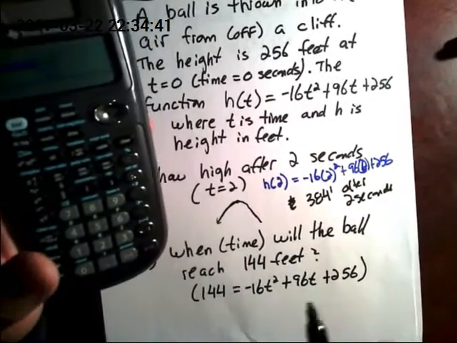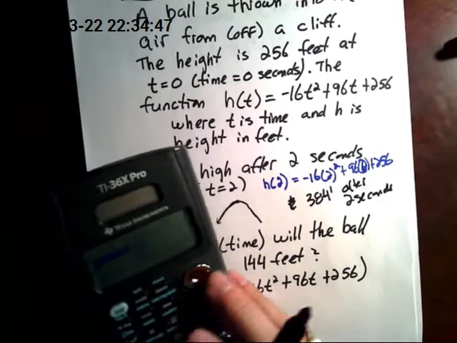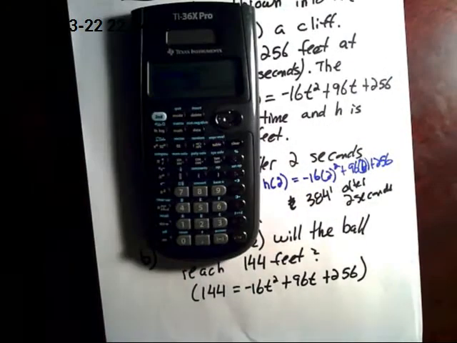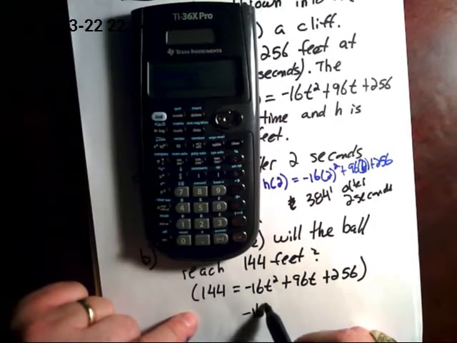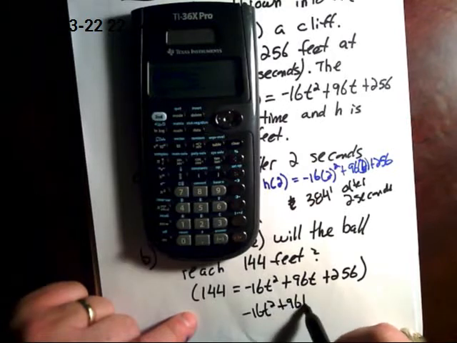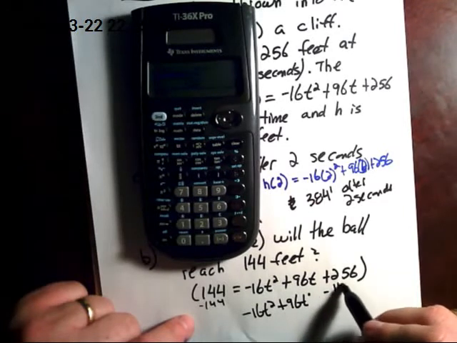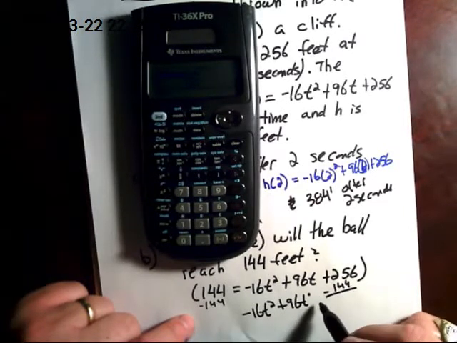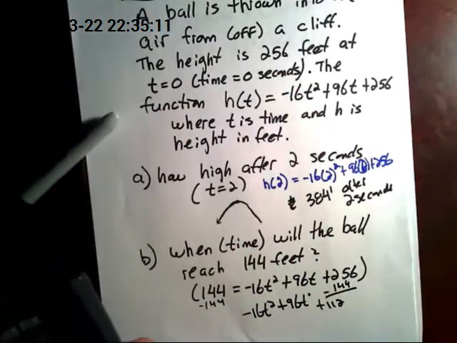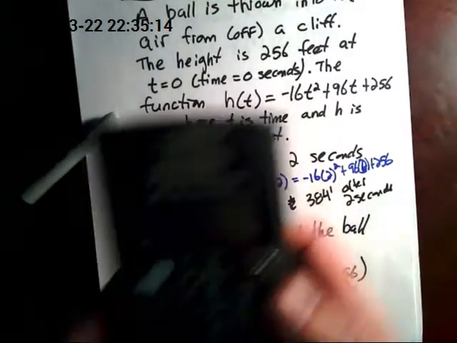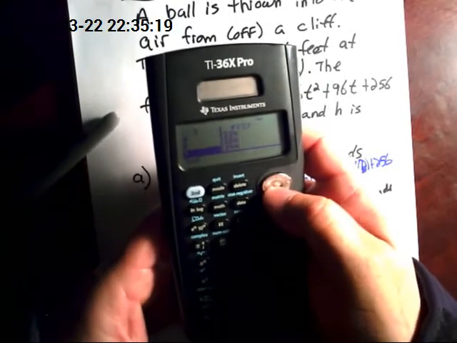All right, next one says, when will the ball reach 144 feet? Well, I don't really need to plug anything else back in there, but I can if you'd like to. I can solve this. Negative 16t squared plus 96t, I would subtract 144 from both sides. Or I could just scroll through this in my table edit function, and my inputs.